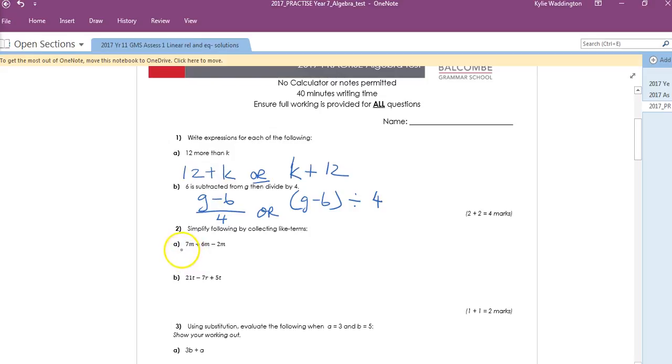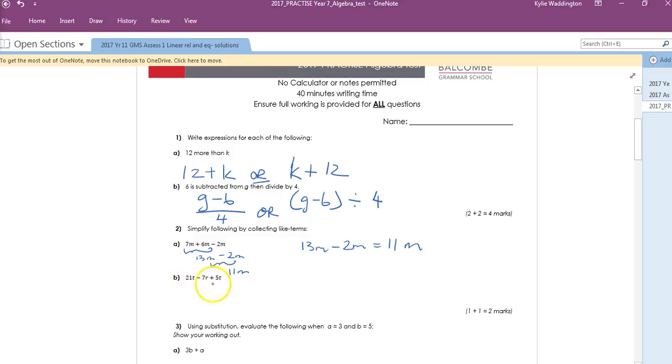You can do it as a two-step if you like, and go, that's 13m minus 2m gives us 11m, or you can just work it out and go 13m minus 2m equals 11m, or you could just write 11m. Just remember, it's only worth 1 mark, so you don't necessarily have to show all of your working.